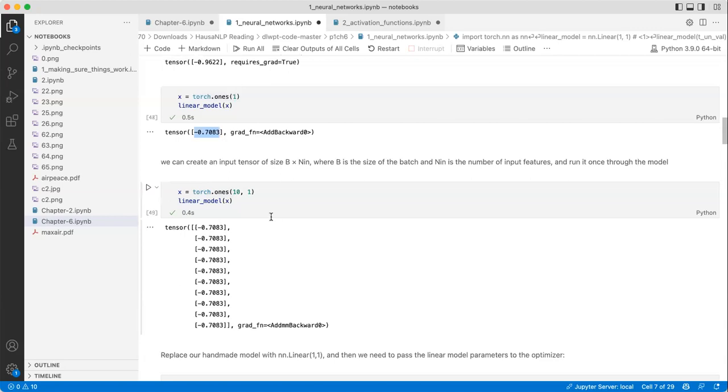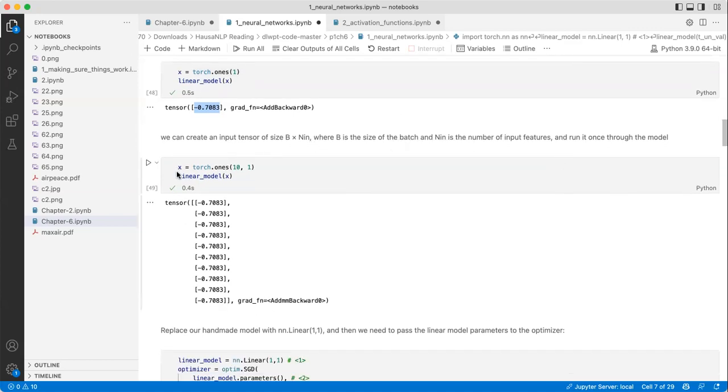This is the size. How many of them do you want to create? Then multiply by the number of input features, where B is the size of the batch and L is the number of input features. The example we've been seeing has only one input feature, the temperature. But we may have a model that takes 2 inputs and produces 1 output, or any number of outputs. So this is the batch size, and this is the number of input features.